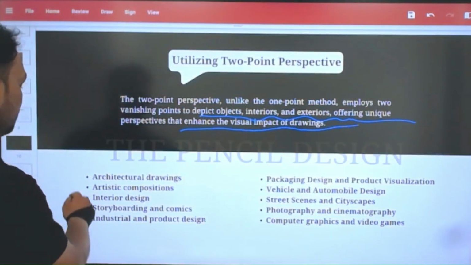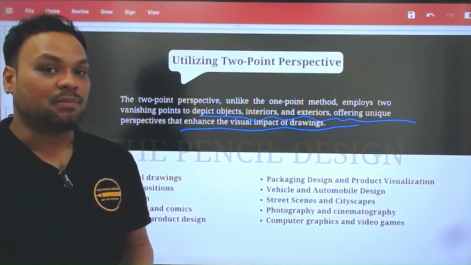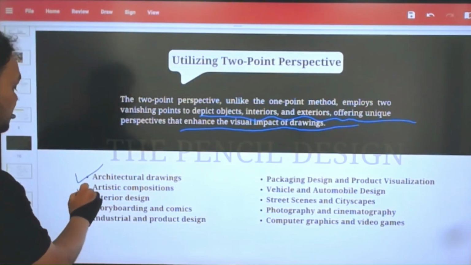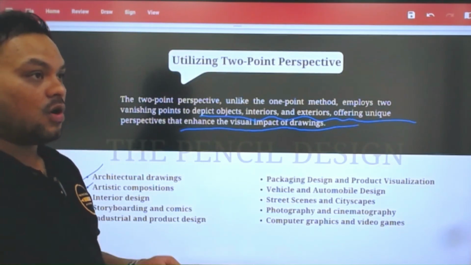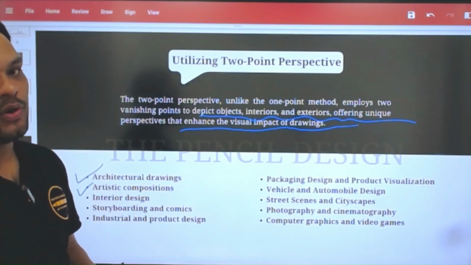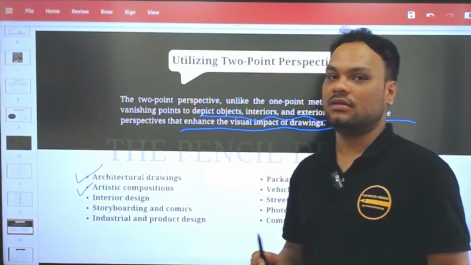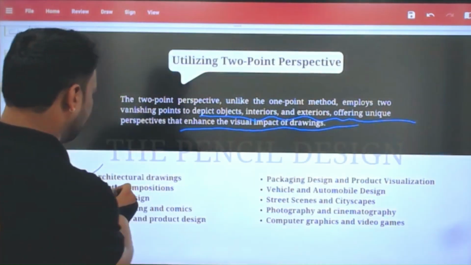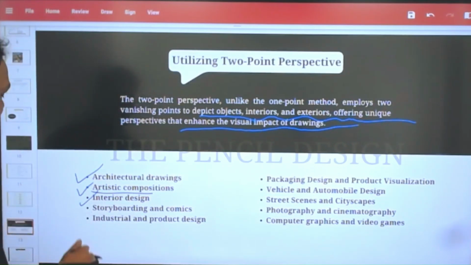So I would like to tell you, for your NATA examination or for JEE B.Arch Paper 2, architectural drawing you can use. Artistic compositions can be there. In NATA, a question comes like draw a composition of random 3D forms such as cube, cuboid, or you are given 2 cubes, 1 pyramid, 1 stair, make an interesting stable composition. So for architecture, for artistic compositions, interior design, I will let you know how to draw this.